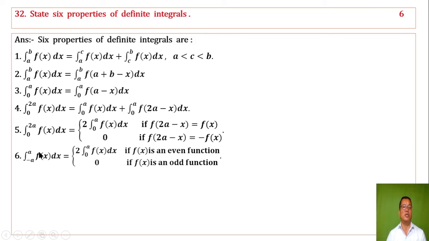Property number 5. This definite integral equal to 2 times of this if f(2a minus x) equal to f(x), whose value is 0 if f(2a minus x) is minus f(x). Number 6. This value is equal to 2 times of this definite integral if f(x) is an even function, whose value is 0 if f(x) is an odd function.